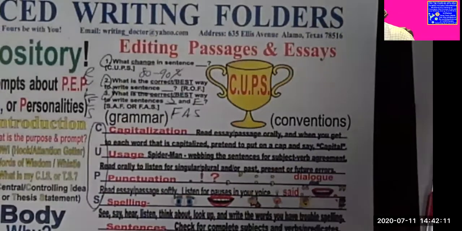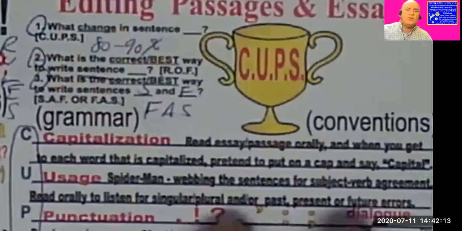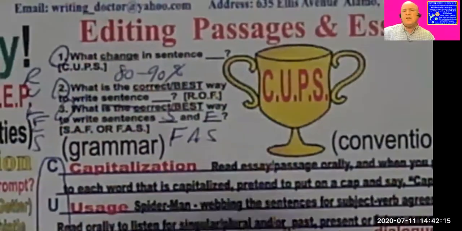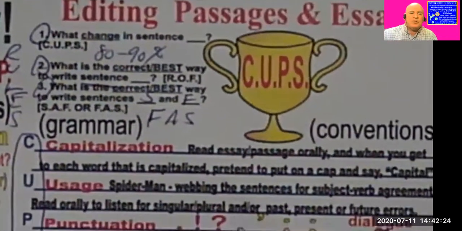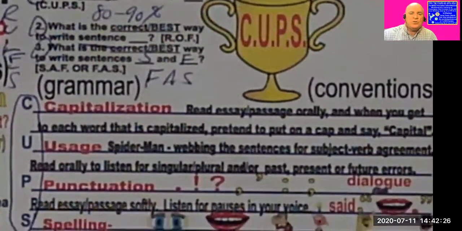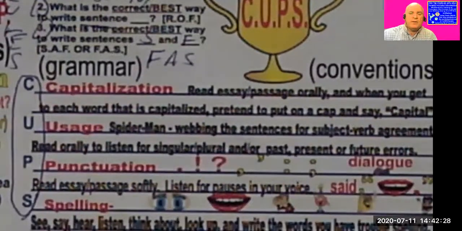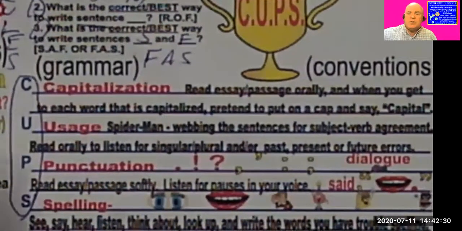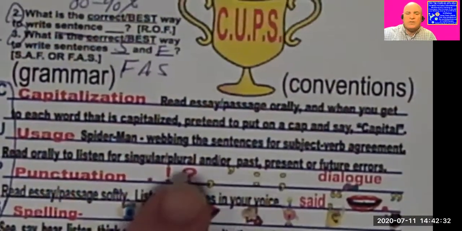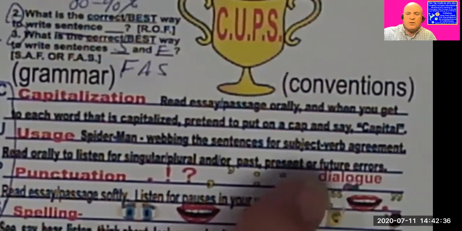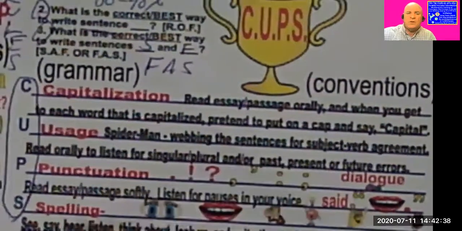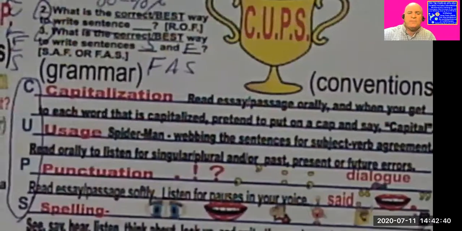So I'm going to zoom in just a little bit more so you can see the three keywords. Whenever it says what change should be made in sentence blank, it's basically CUPS: capitalization, usage, punctuation, or spelling. And as you can see in punctuation, there's my red stop signs and my yellow punctuation marks that slow the sentence down. We talk about usage with Spider-Man.